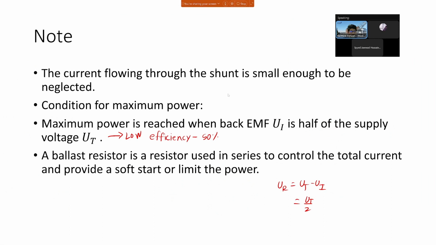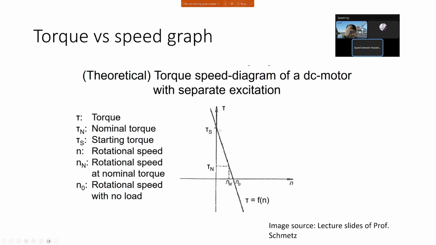So, understood what is the case for maximum power and ballast resistor, why it's used? Okay. So this is the torque versus speed diagram, which is a very useful thing to know about any motor, so that you know what torque it has and what you get as the speed increases.